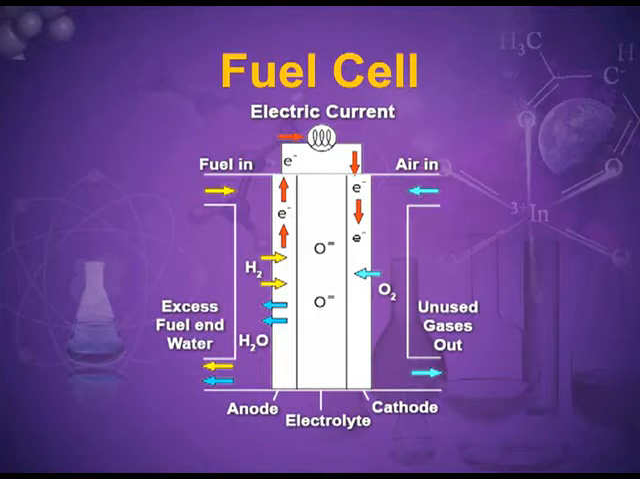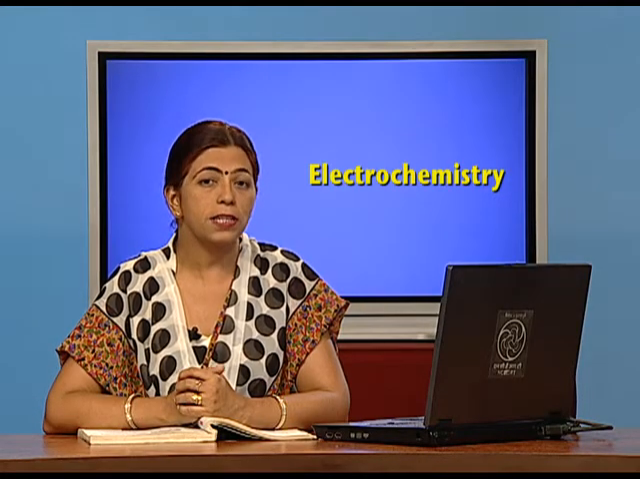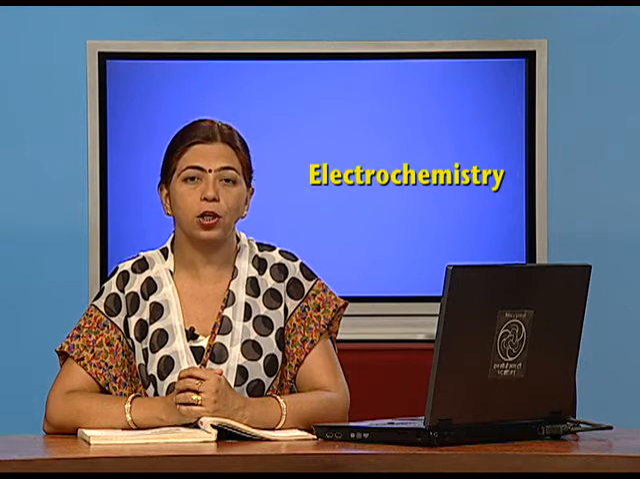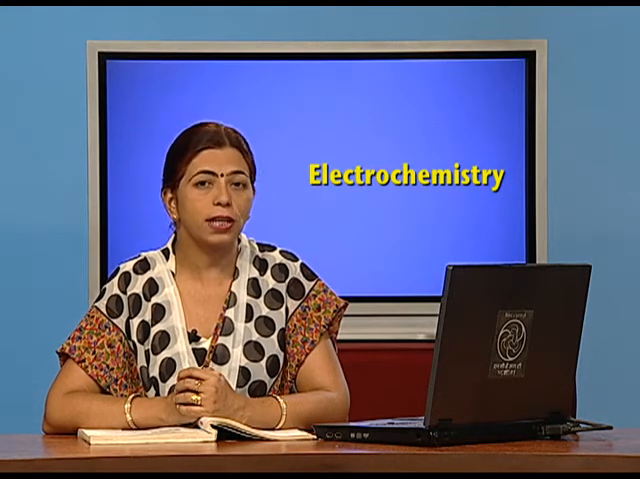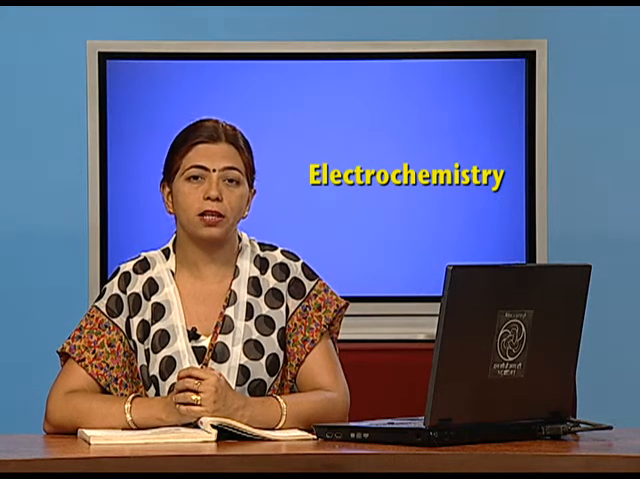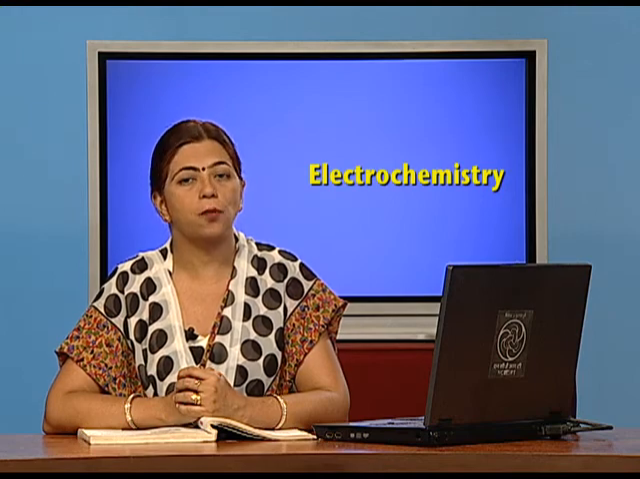This is another diagram of the fuel cell, which is showing the working and the combination of the hydrogen and oxygen. The byproduct is water. The water vapors are condensed, and the liquid water is used by the astronauts. So we can say that a fuel cell is very eco-friendly. No pollutants are produced.